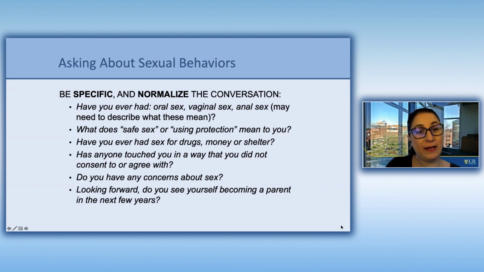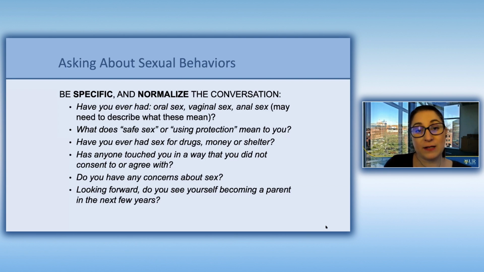Asking about sexual behaviors. Again, it's really important to normalize the conversation and be specific. We need to know if a person is having sex or has ever had sex, and what type of sex they're having. You can ask, have you ever had oral sex, vaginal sex, anal sex, all of the above? And be prepared to potentially explain what each of those means.